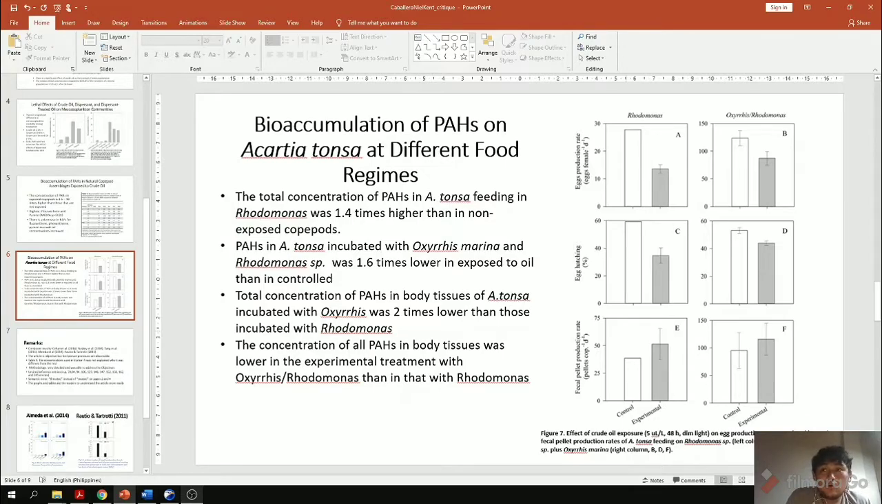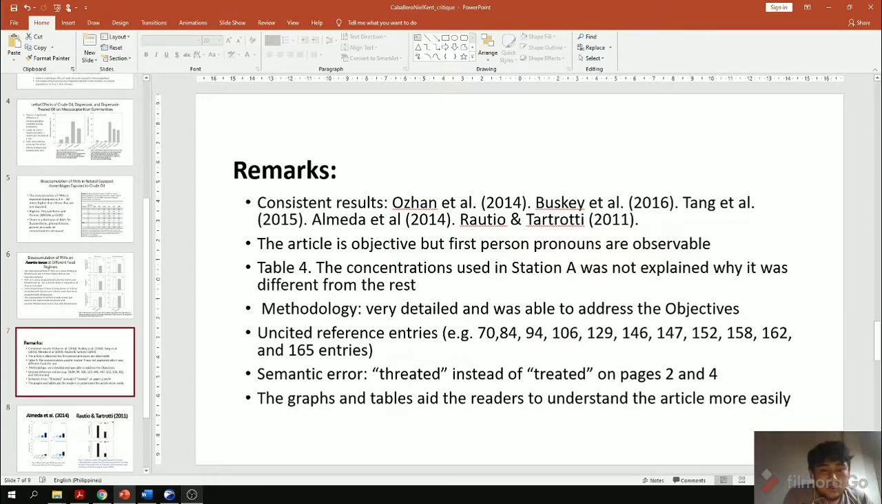They undergo extensive homeostatic process. And also the fecal pellets production rate is higher in experimental because the metabolic processes of your Acartia tonsa increases to expel those crude oil present in their body tissues. So here are my remarks of this research article.